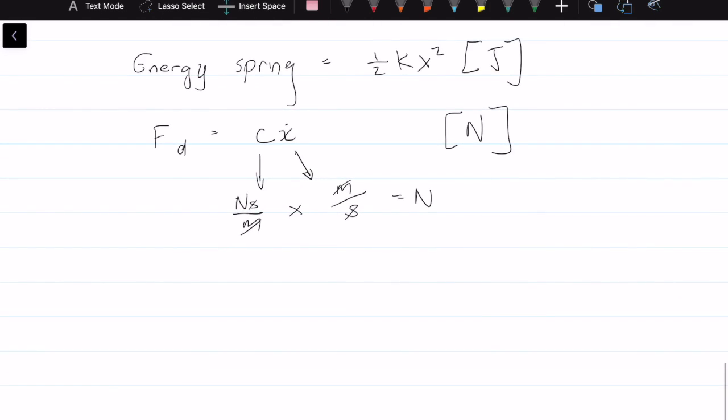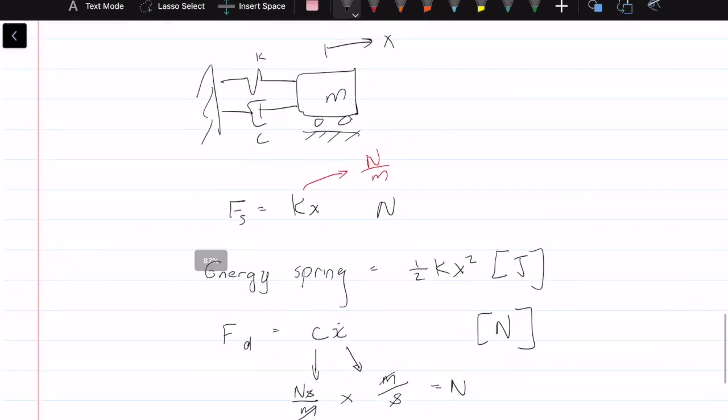Okay, and finally we can discuss the energy of the damper, which is equal to, oh sorry, we cannot use energy methods for dampers, that's silly. Okay, and then the inertial force, so this is related to our acceleration, is equal to m x double dot, and that again is in newtons. Okay, so that's for translational systems.